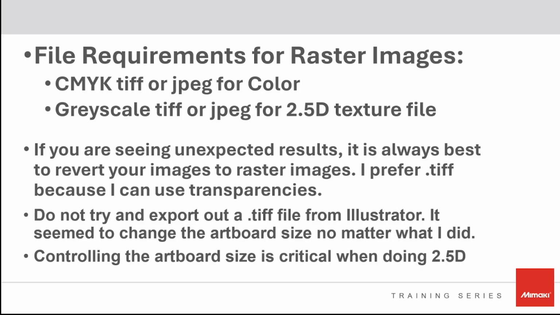I am aware that Illustrator can export out TIFF files, but I have seen variations in my artboard when I'm doing that. And the artboard size and the document size of your artwork is critical when you're doing 2.5D, right? Because we want our layers to come down on top of each other perfectly. So that's why we want to show you this workflow today, because we know this works and we haven't had issues with using a TIFF or using a PDF.